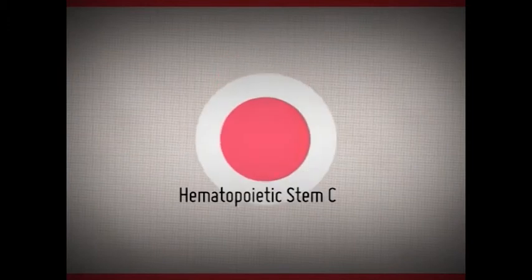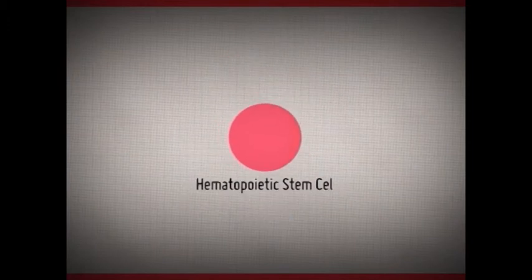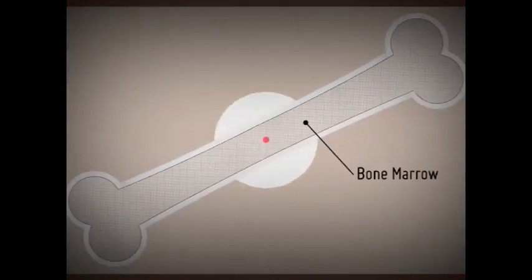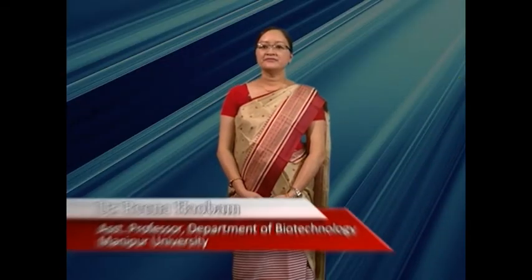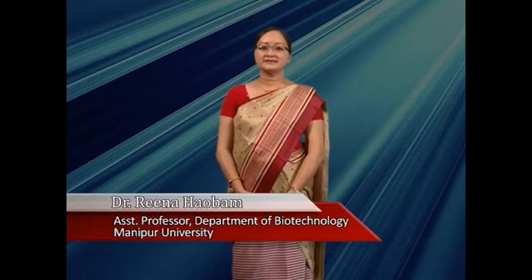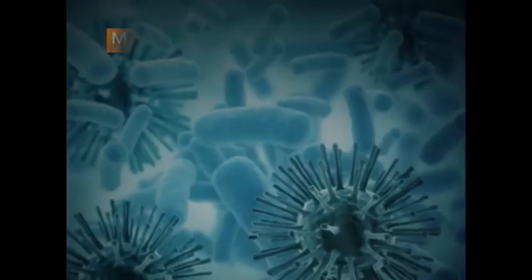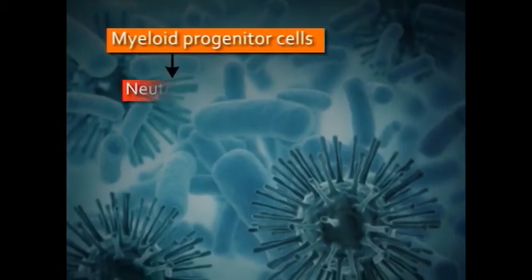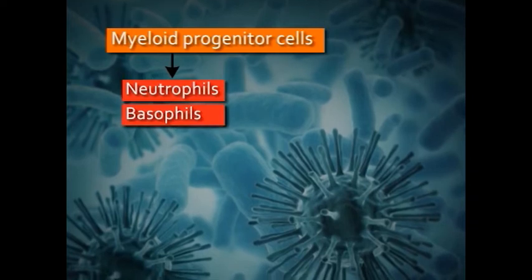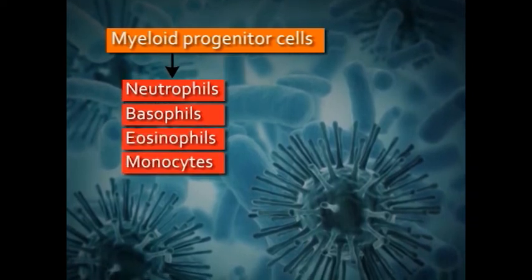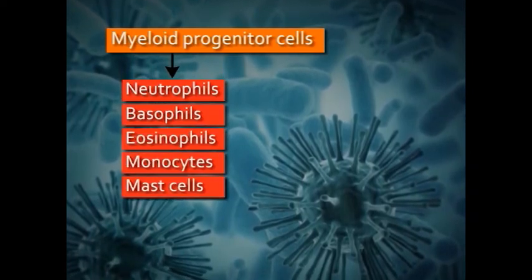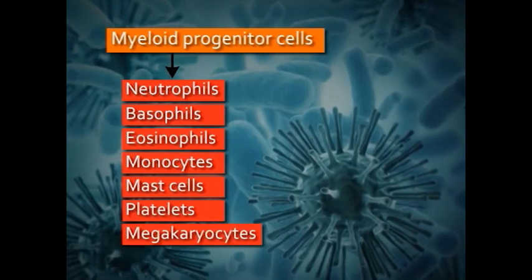All cells of the blood arise from multipotent hematopoietic stem cells of the bone marrow. Hematopoietic stem cells differentiate into either lymphoid or myeloid progenitor cells. Lymphoid progenitor cells give rise to lymphoid cells and some dendritic cells. Myeloid progenitor cells differentiate into neutrophils, basophils, eosinophils, monocytes, mast cells, platelets, and megakaryocytes.